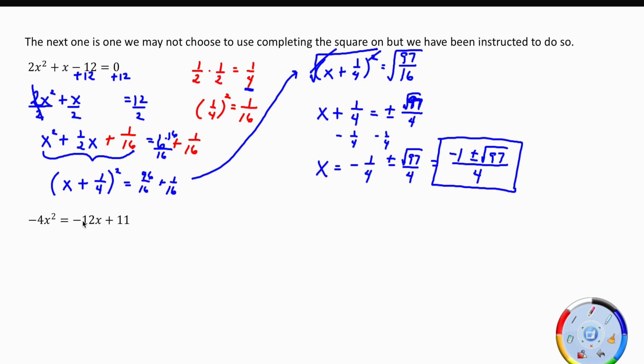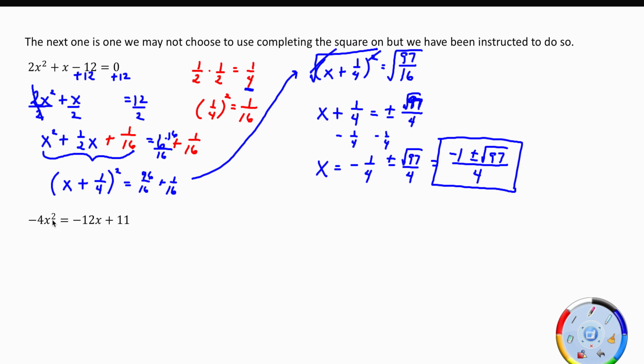Okay, another quadratic equation. I can't use the square root method. Let's set it equal to 0 to see if we can factor it. In order to factor it, remember it's got to be set to 0. And I'm going to add negative 4x squared to both sides, because when I'm factoring, or really anytime, I want this leading coefficient to be positive, right?